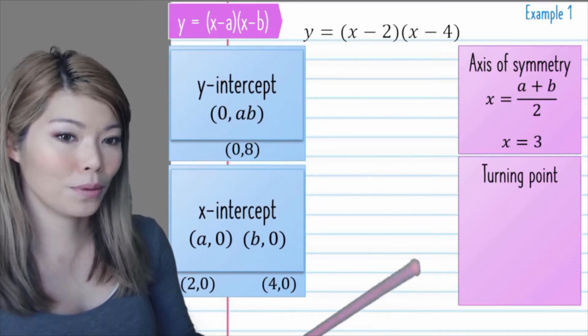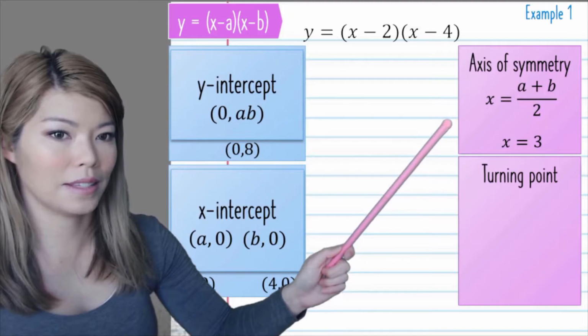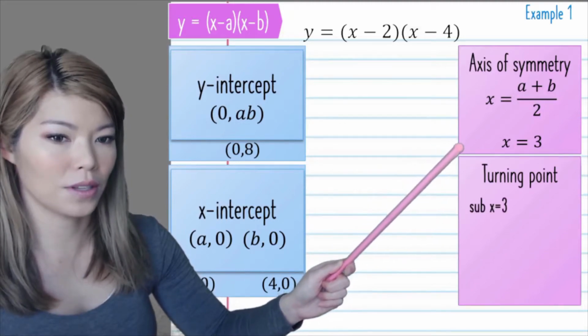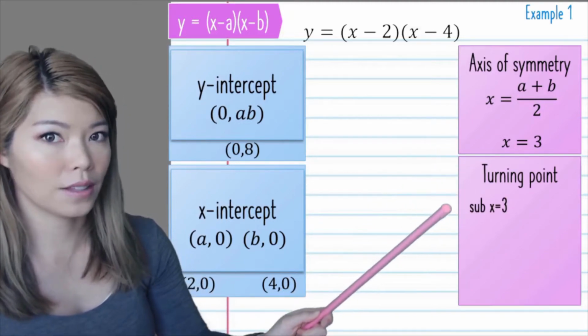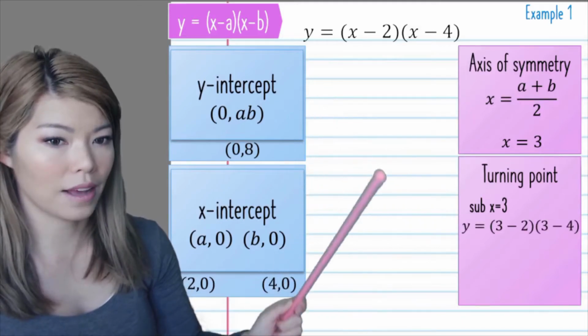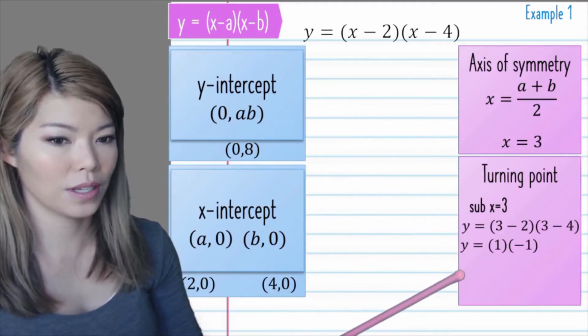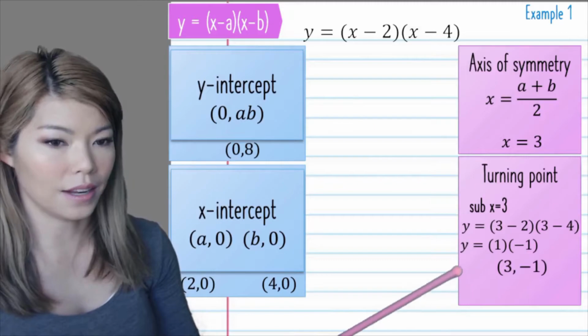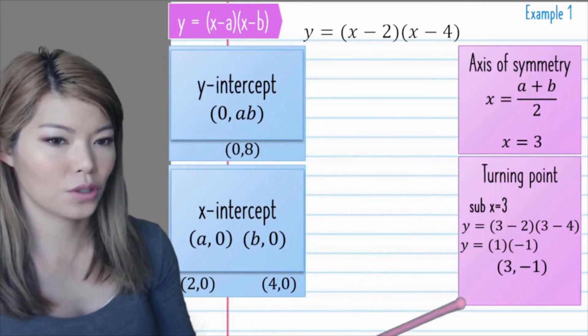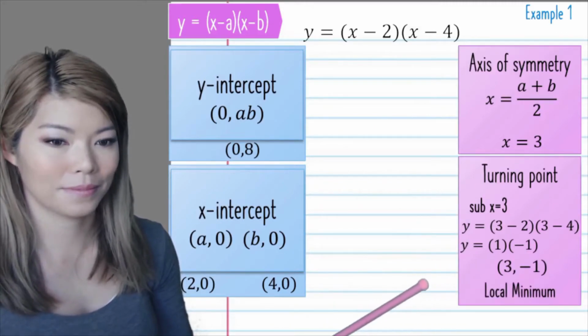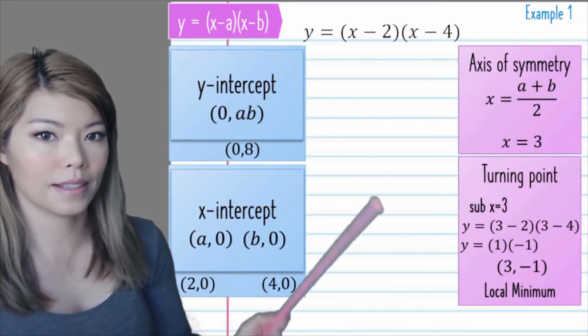And for the turning point, well, we know that the x value is the same as that of the axis of symmetry. So if we have the x value, we can sub it in to find the y value. So sub 3 into the equation, we get y equals negative 1. So not much of a shortcut for the turning point. Now this is a local minimum because it's a positive graph.